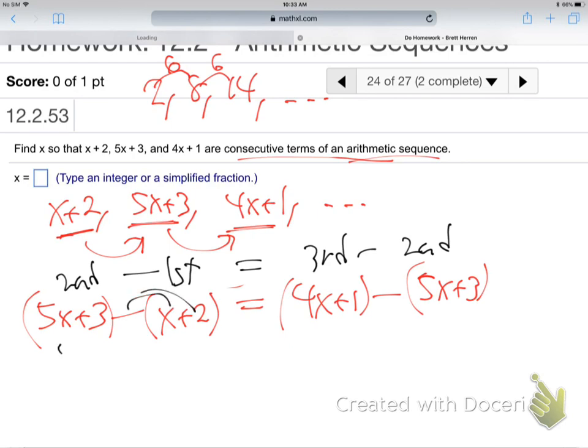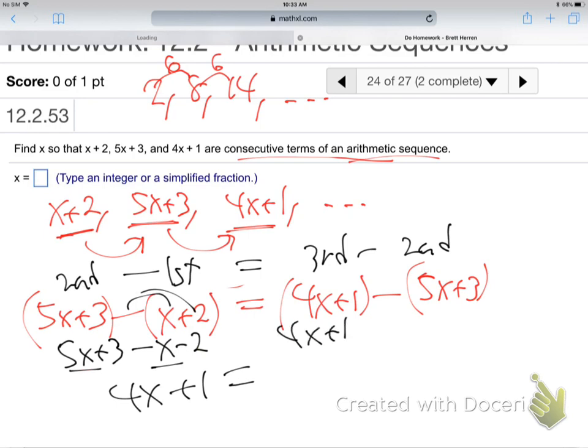So distribute this. What do we got? 5x plus 3 minus x minus 2. 5x minus x is 4x. 3 minus 2 is 1. Has got to equal 4x plus 1 minus, distribute the minus, 5x minus 3. 4x minus 5x is minus x. 1 minus 3 is minus 2. That equation's got to be true.